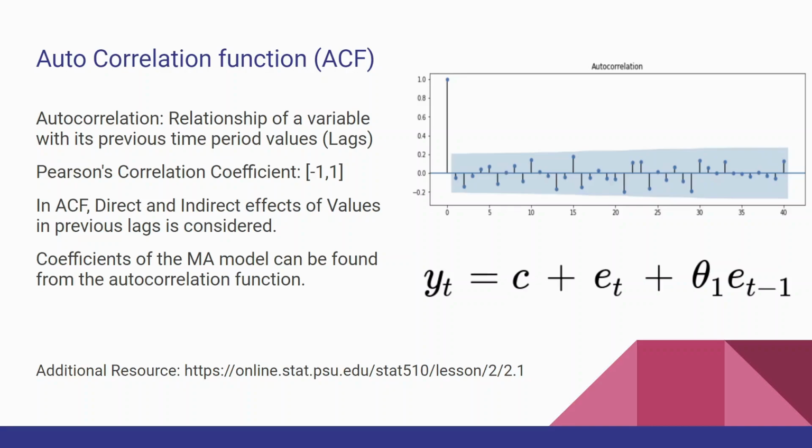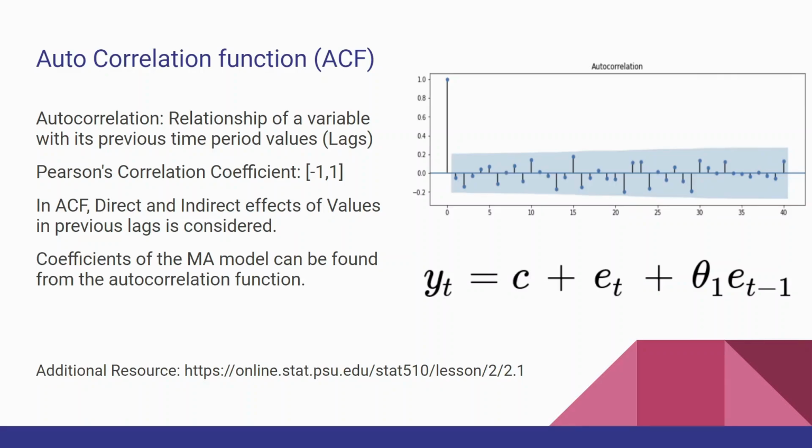Here is a sample autocorrelation plot. We can see that only the previous time step has a significant correlation. So we can model it as an MA1 model whose equation looks like y_t equals c plus e_t plus theta 1 times e_(t-1), where e_(t-1) is the error term in the previous time step. Coefficients of the MA model can be found from the autocorrelation function. For further reading, you can use the additional resource.